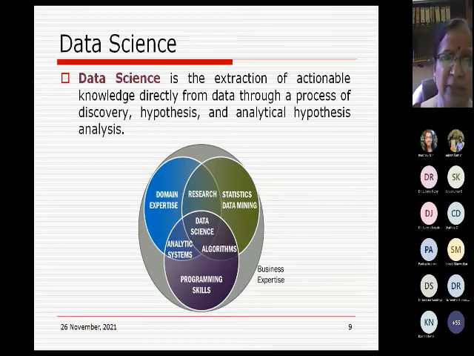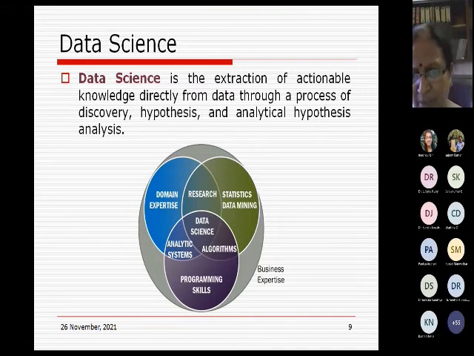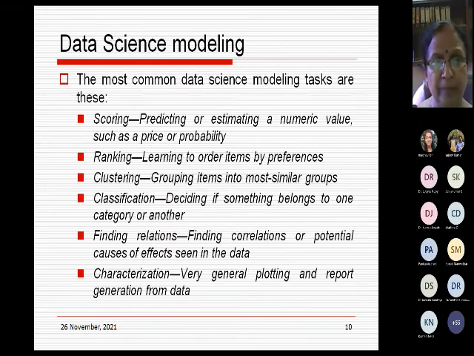Nowadays, you may be hearing the term data science, which is the extraction of actionable knowledge directly from the data through a process of discovery, hypothesis, and analytical hypothesis. And data science is basically a combination of multiple disciplines. You need programming skills, you should know statistics, you should know algorithms, and the domain expertise for which you are trying to do the analysis of the data.